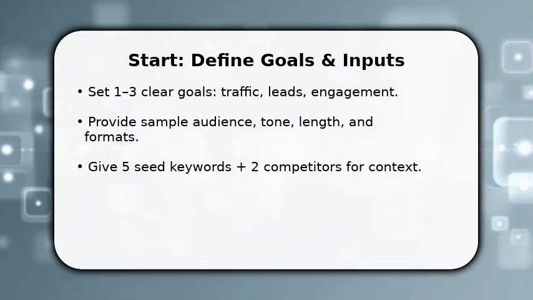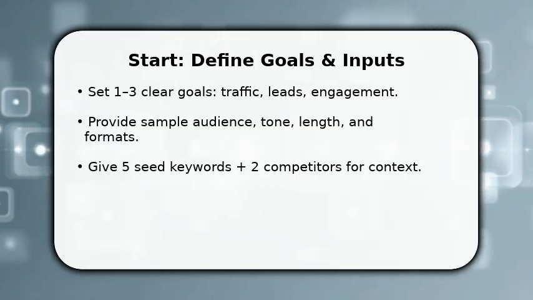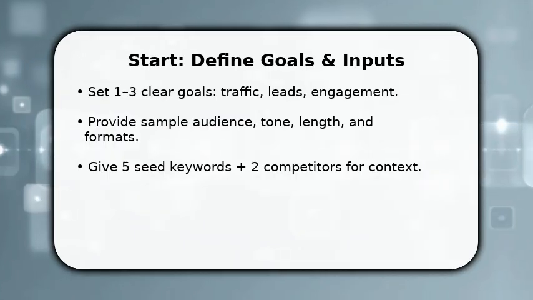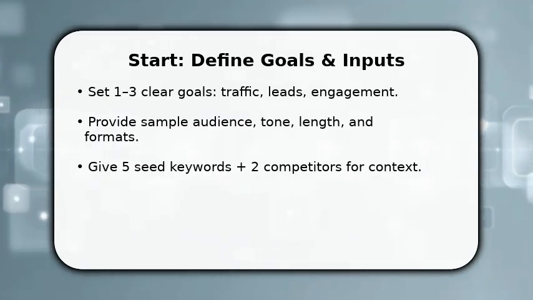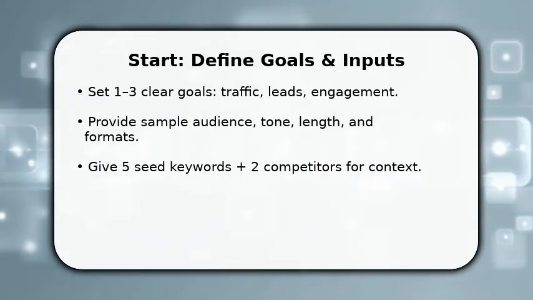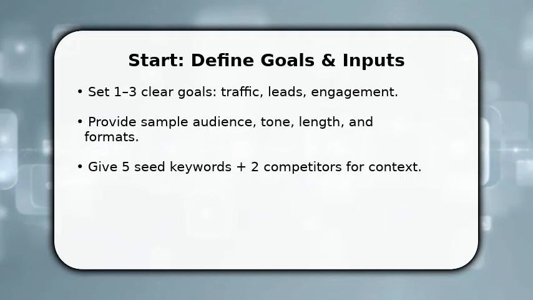You begin by locking the goal. What metric matters most: traffic, leads, or engagement? Once done, feed ChatGPT concise inputs: audience profile, tone, desired formats, and 5 seed keywords. Make sure to include 1-3 examples of content you like and 2 competitor names so the model has context.